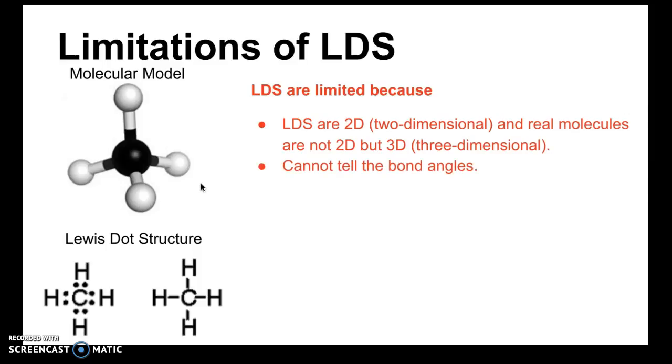The other limitation is that you cannot tell the bond angles from the Lewis dot structure. So if you look at a Lewis dot structure, you can't say, oh, that's exactly what the bond angle is going to be. And we'll look more into that in a moment.